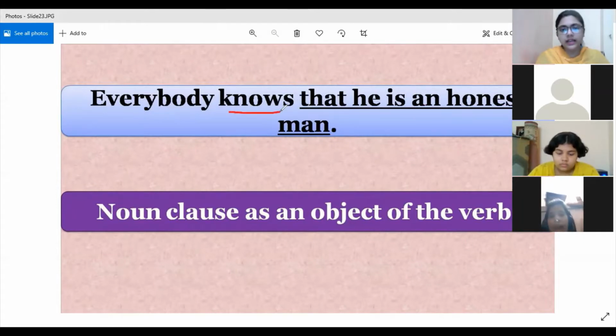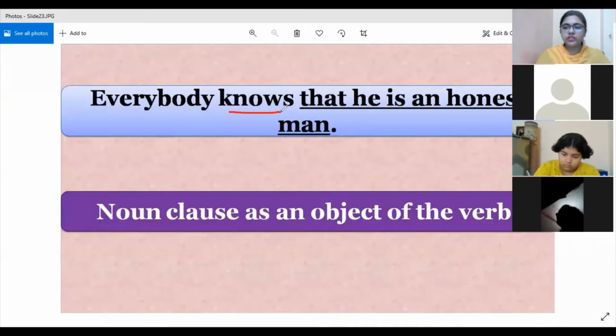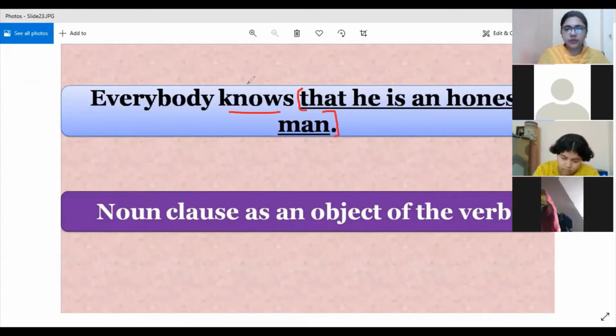Okay. There are objects of preposition as well. Noun also acts as object of preposition. When does it act as object of preposition? When it is placed after a preposition. Okay, so here the noun clause is placed right after a verb. Okay, knows is a verb. I hope all of you will agree with me at this point. So knows is a finite verb, and the noun clause, which is placed after knows, is acting as an object of the verb.